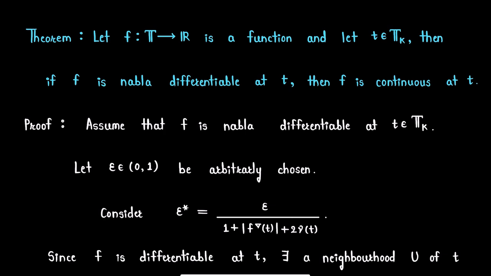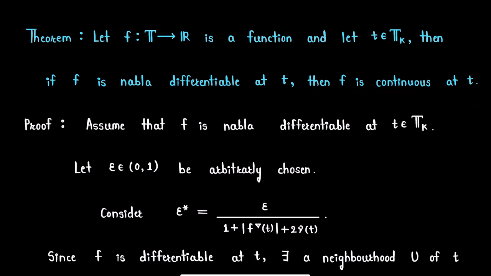In this video, we are going to prove this theorem based on the concept of nabla derivative of a function in time scale. The statement of the theorem is: let f be a function from time scale T to R, and let t be a point in T^κ. Then if f is nabla differentiable at point t, then the function f is also continuous at point t.